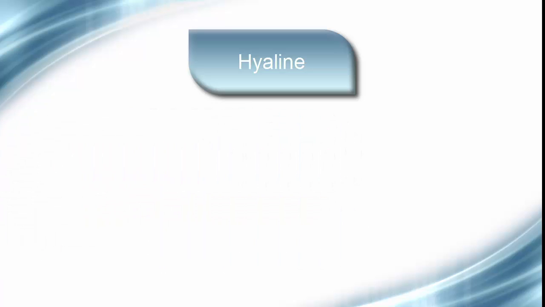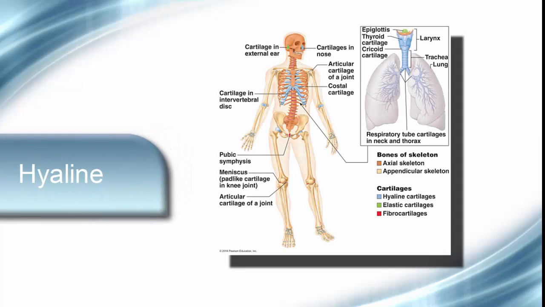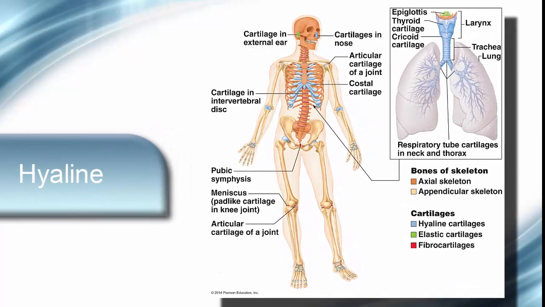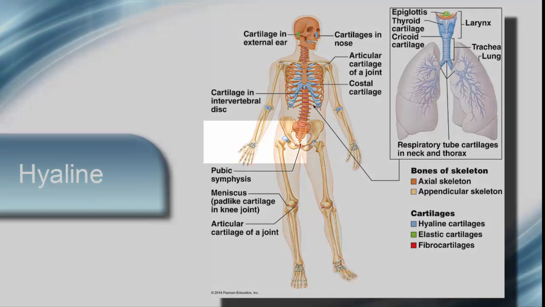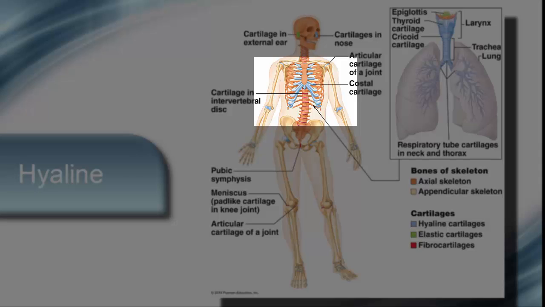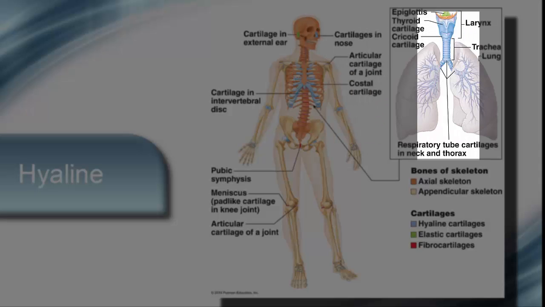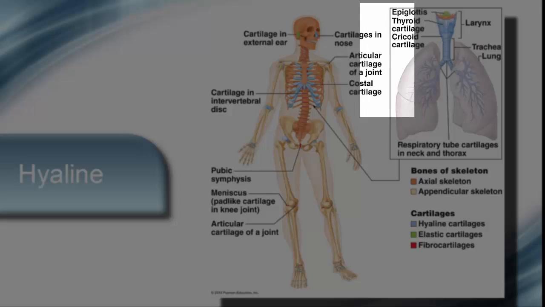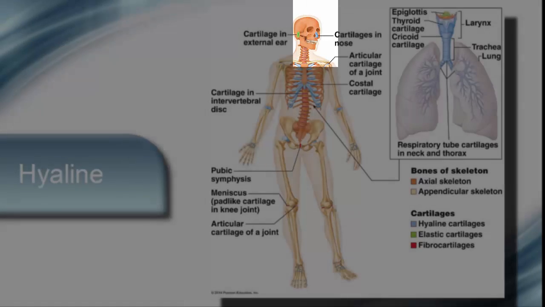Let us begin with hyaline cartilage, which is the most abundant type and is the cartilage that lays the framework for much of the bone that is eventually laid down in the human body. As you can see in this picture taken from your textbook, the hyaline cartilage, which is shown in blue, can be found in many of the joints throughout the body, makes up part of the rib cage, makes up part of the larynx and the trachea, and is found in the nose.